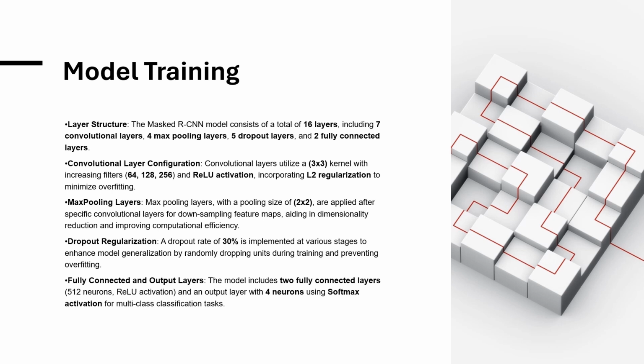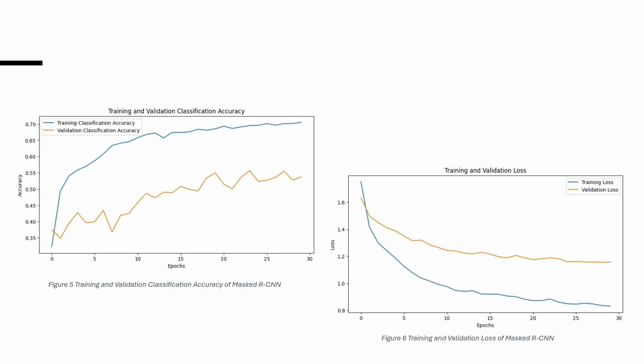The Mask R-CNN model has a total of 16 layers, including 7 convolution layers, 4 max pooling layers, and 5 dropout layers. The dropout rate was 30% for regularization. The model accuracy was 70% and the loss was 0.5 likewise. Thank you.